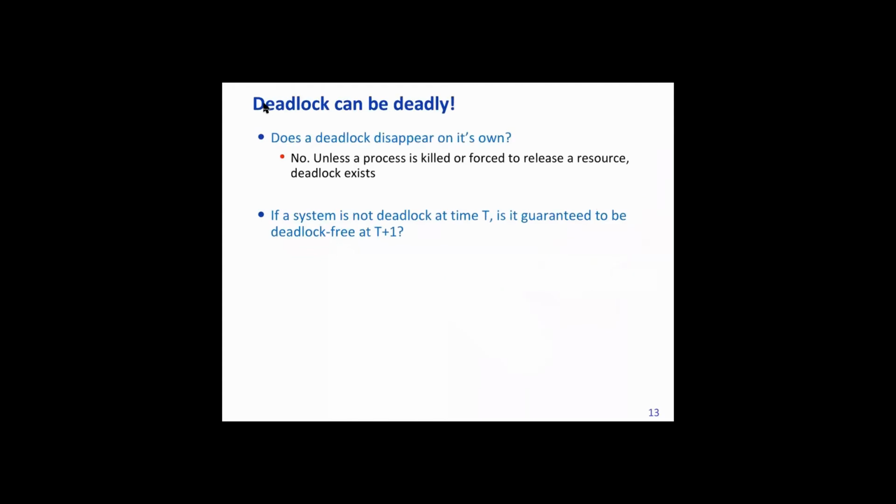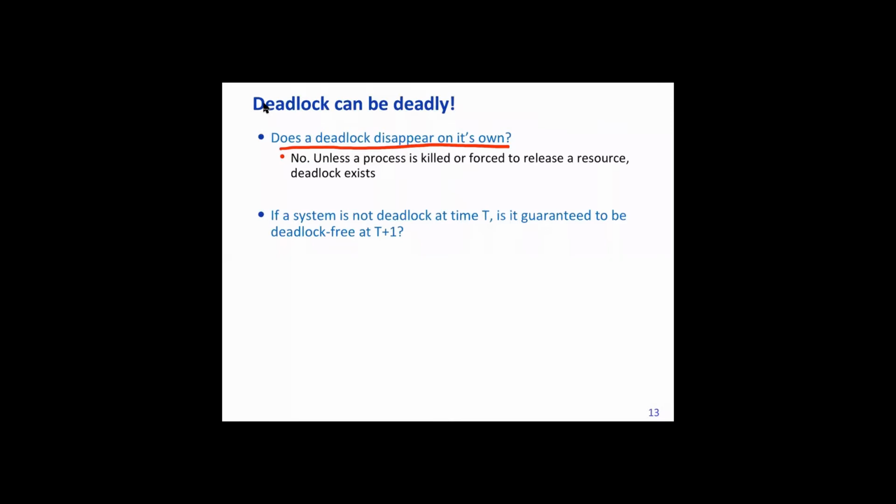Okay, all right, so we'll come to this example. With this, we have studied yesterday as well. Does the deadlock disappear of its own? No. Once deadlock has happened, something needs to be done about it. Like we have assumed, one of the four conditions is no preemption. It means that once a resource is acquired, it cannot be released by the process. So until something is done, maybe releasing a resource or killing some process, deadlock will not go away of its own.